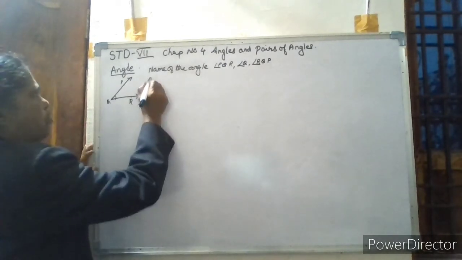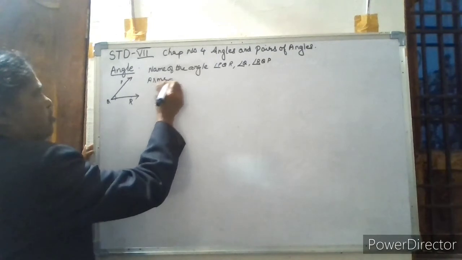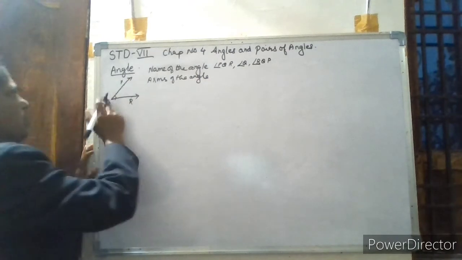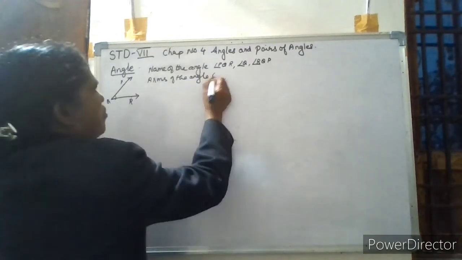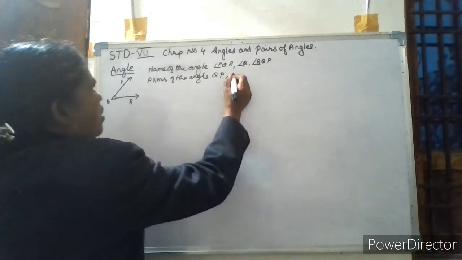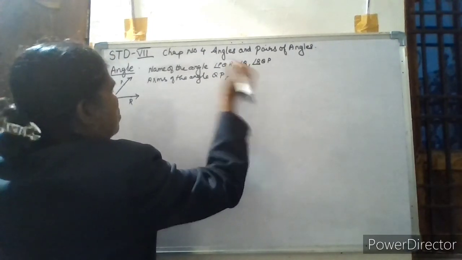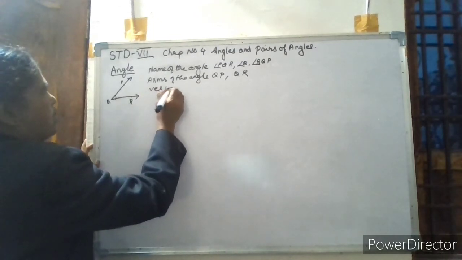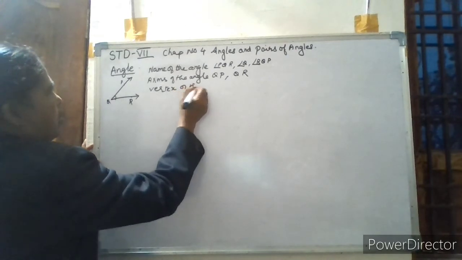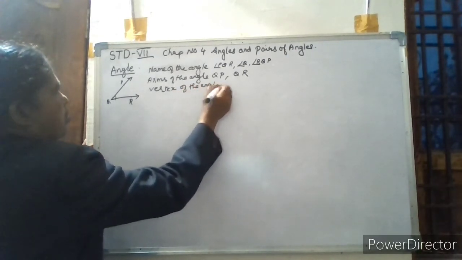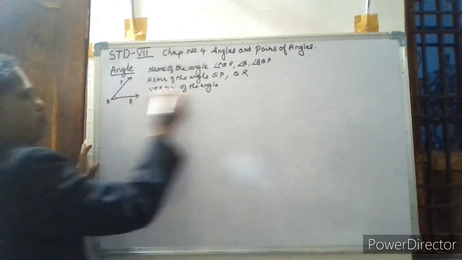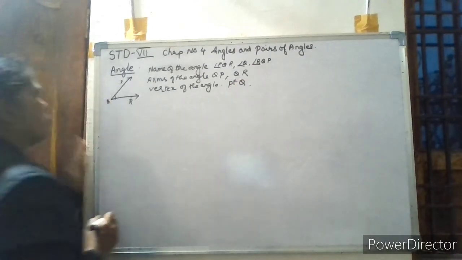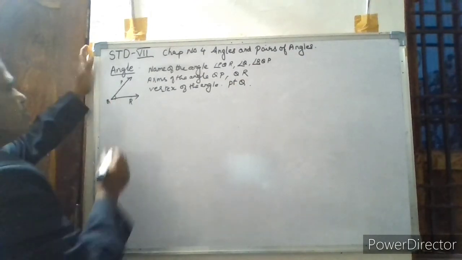Then arms of the angle, that is QP and QR. These are the two arms of the angle. Vertex of the angle, that is point Q. Point Q is the vertex of the angle. Okay. These are the basic things of the angle.